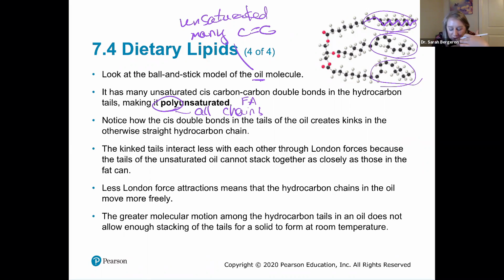The less surface area contacts they have, the fewer London dispersion forces they're going to have. They can't stack together very nicely. And so if you have less London forces, that means that the hydrocarbon chains can move around and flow more easily. And so that greater molecular motion doesn't stack the tails. And so they end up being a liquid at room temperature.